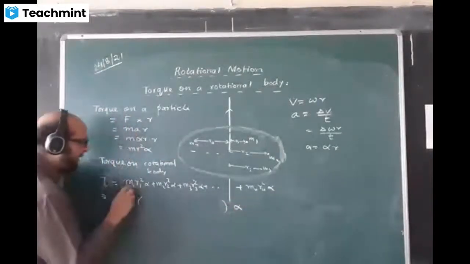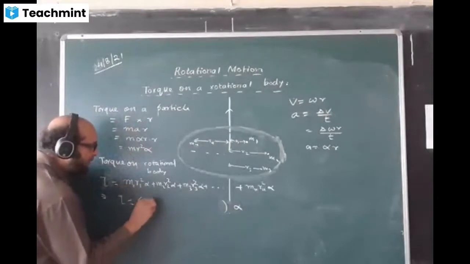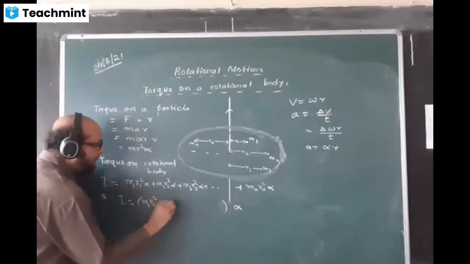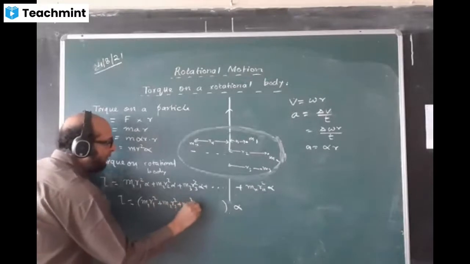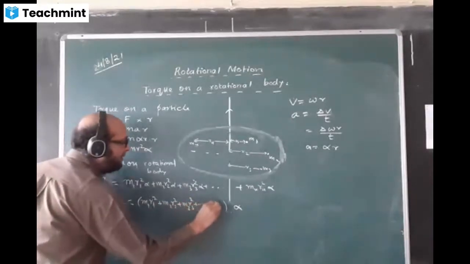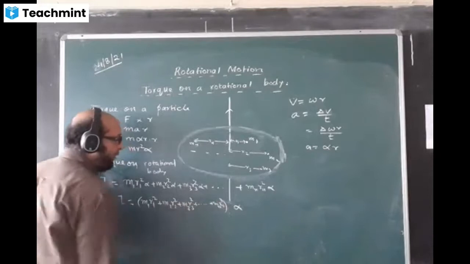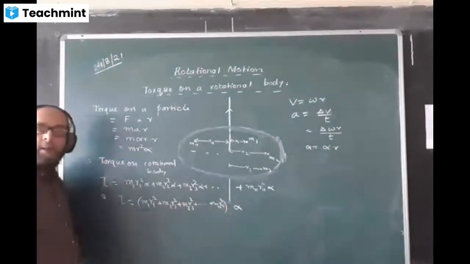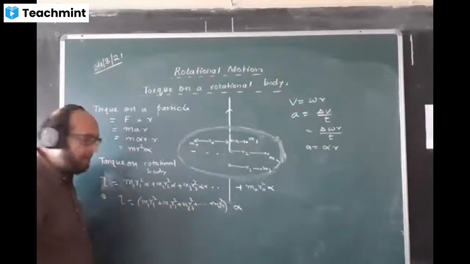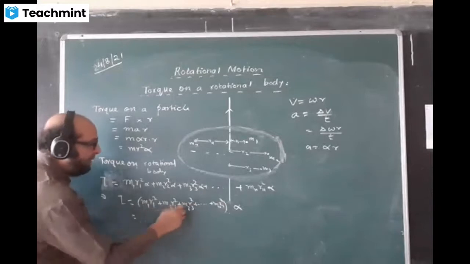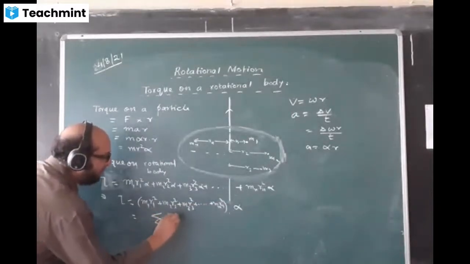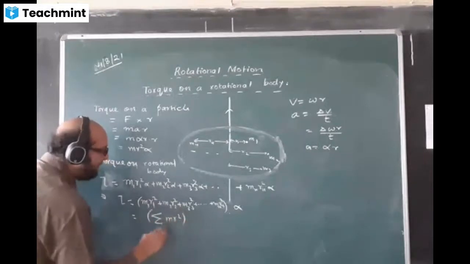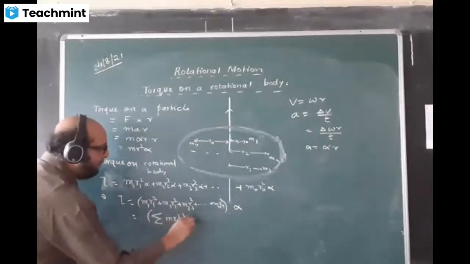Alpha is common. I will be writing this as m1 r1 square, m2 r2 square, m3 r3 square, dot dot dot. The last quantity is mn rn square. This quantity we can write in summation formula: summation of m r square, into alpha.